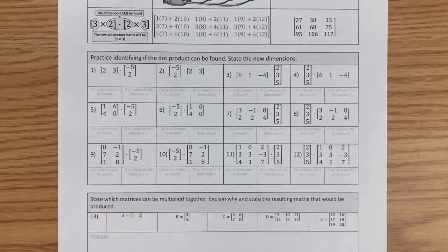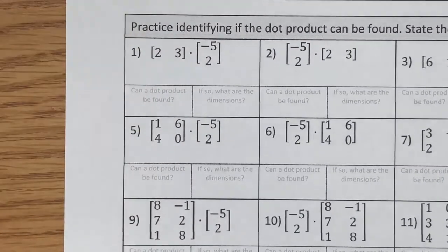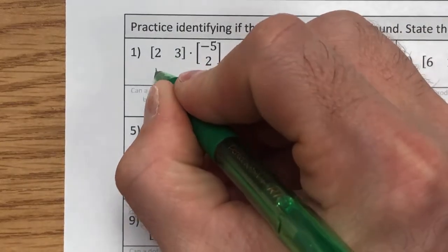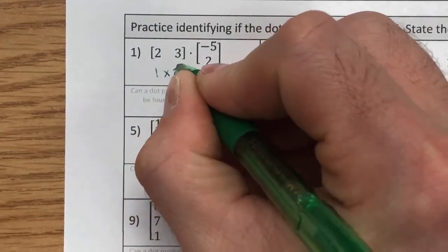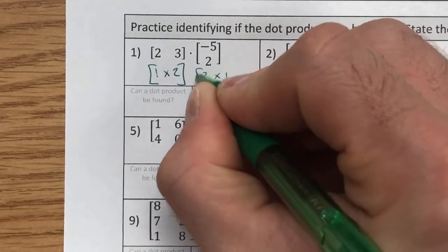So let's go ahead and take a look at, can we find the dot product in some of these examples? Let's zoom in on some of them. For number 1, let's label what the dimensions are. Remember, we list rows by columns. So in this case, it is a 1-row by 2-column. Here I have a 2-row by 1-column.